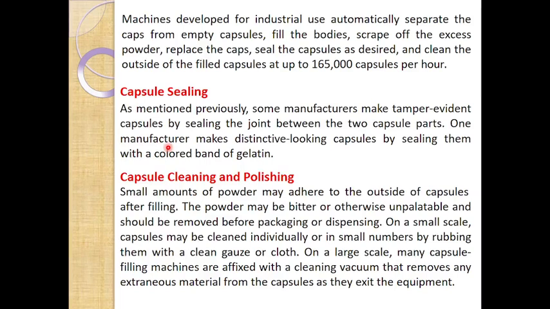Next is capsule sealing. As mentioned, some manufacturers make tamper-evident capsules by sealing the joint between the two capsule parts. And sometimes we find distinctly looking capsules made by sealing them with a colored band of gelatin.